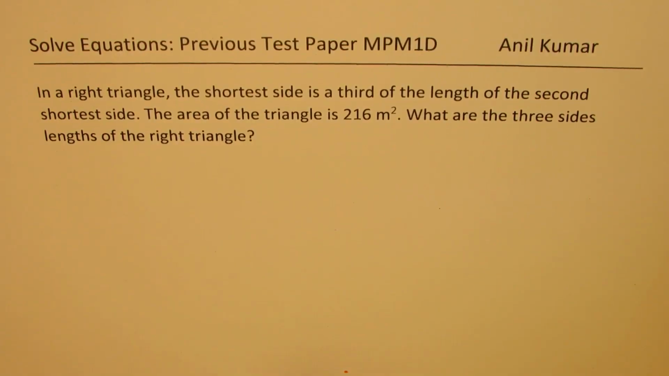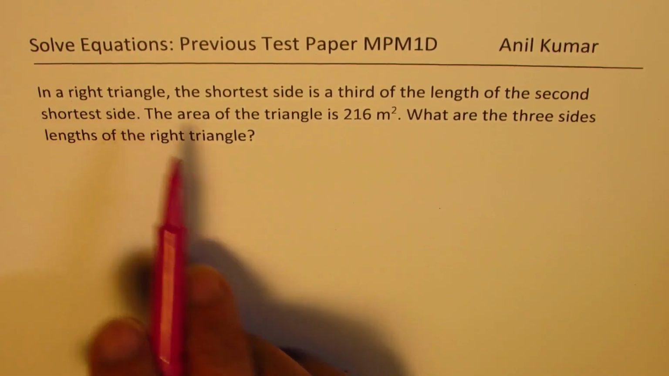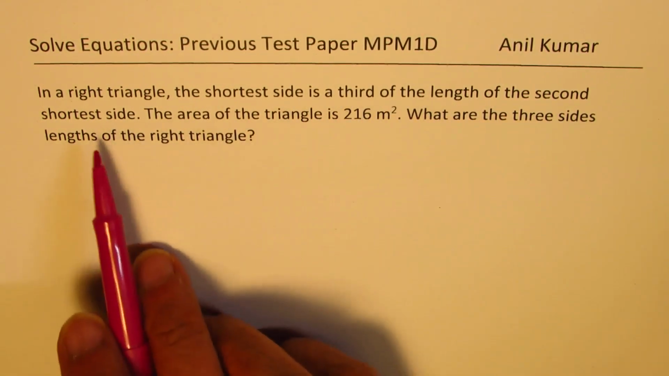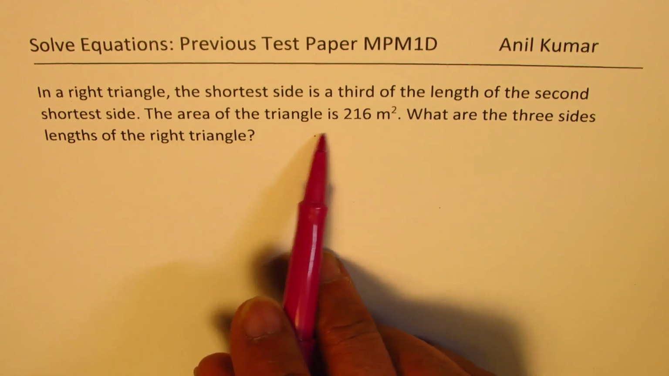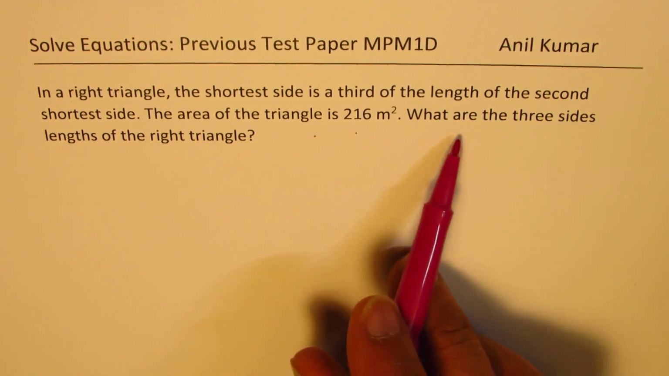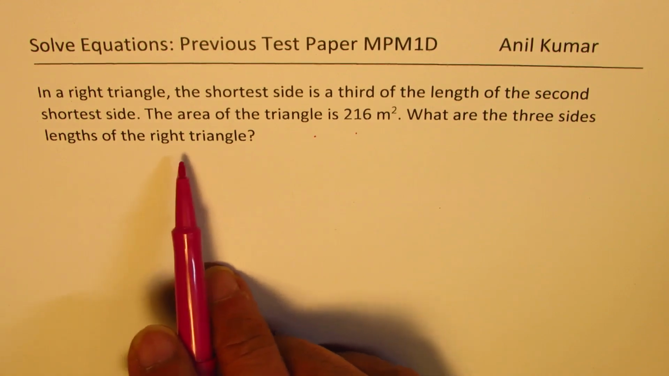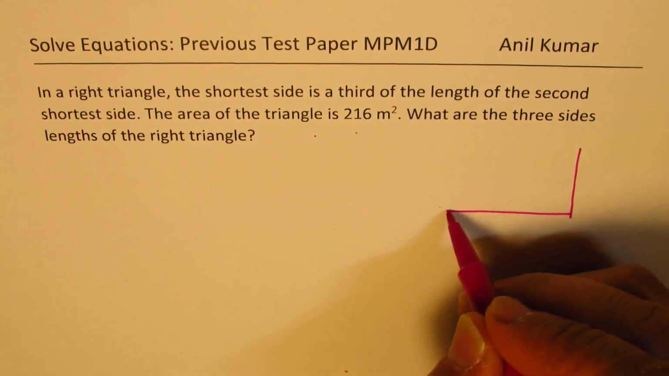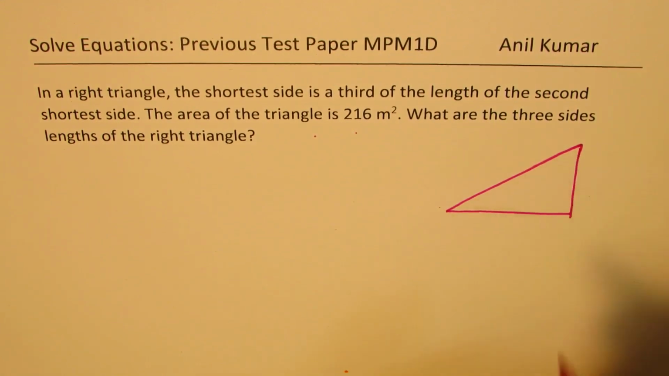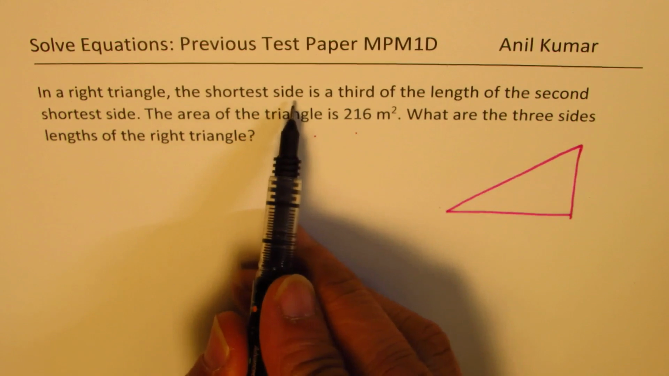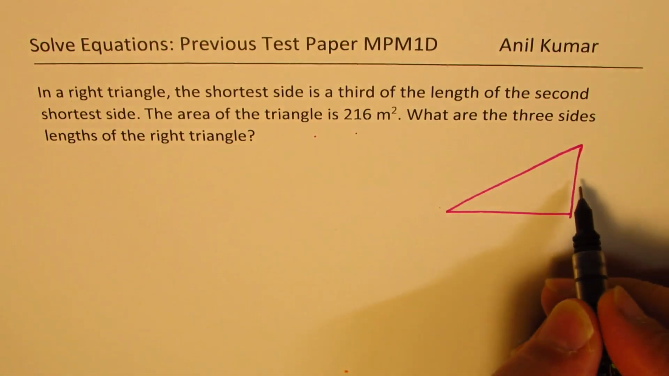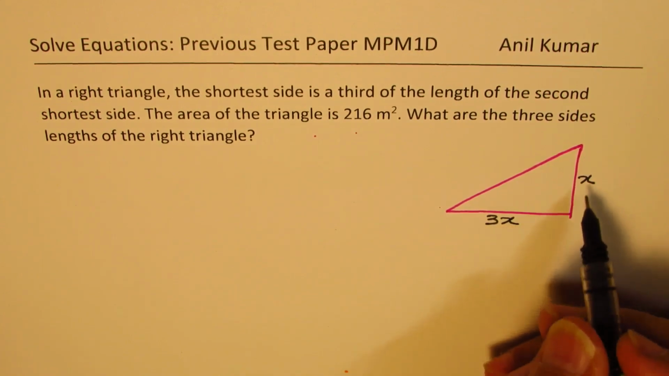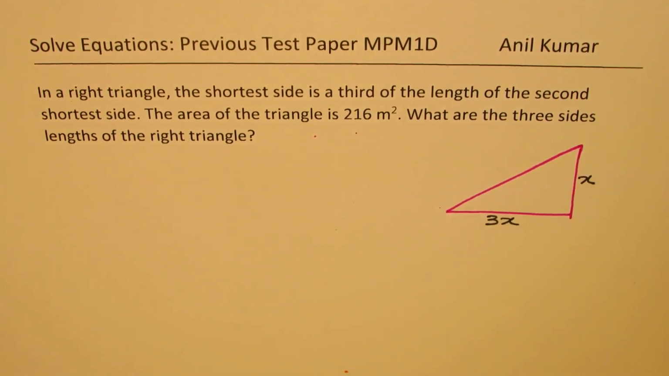The question here is: in a right triangle, the shortest side is a third of the length of the second shortest side. The area of the triangle is 216 meters squared. What are the 3 side lengths of the right triangle? So let's sketch one. We are given that the shortest side is 1/3. So we can say if one side is x, the other one is 3 times x, correct?